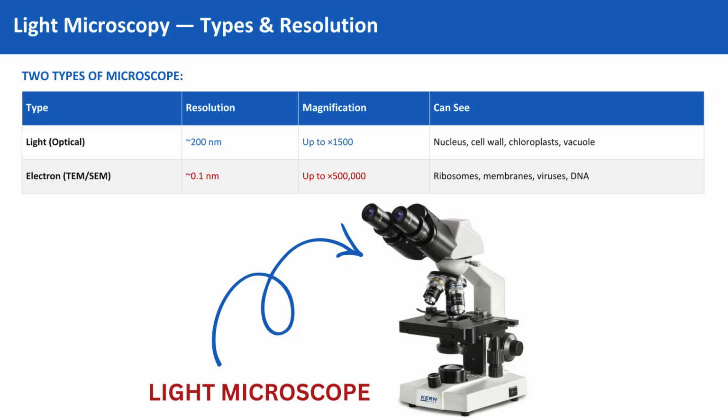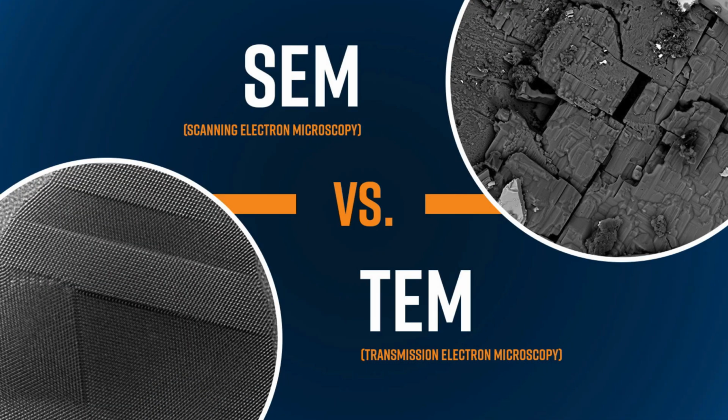When we talk about the electron microscope, we cannot forget about the TEM and the SEM. TEM stands for transmission electron microscope and SEM stands for scanning electron microscope. Overall, the electron microscope has a resolution of approximately 0.1 nanometers and can magnify up to 500,000 times. With the electron microscope, you can see ribosomes, membranes, viruses, and DNA.